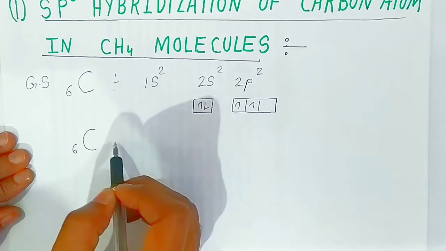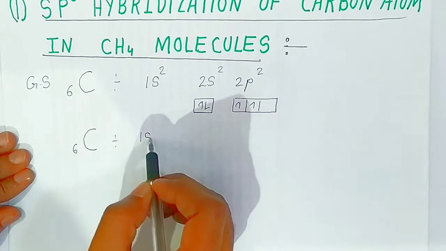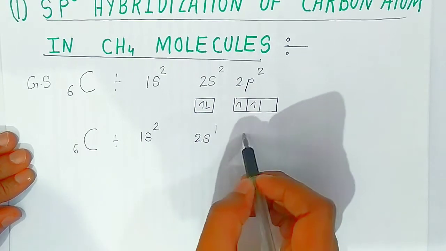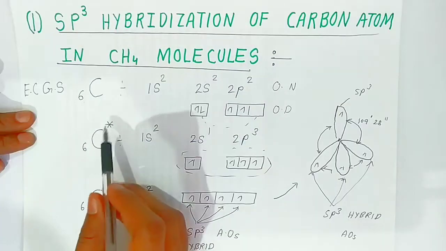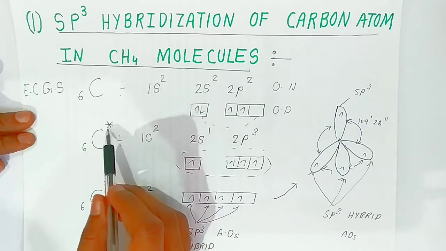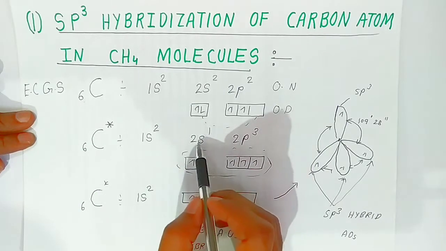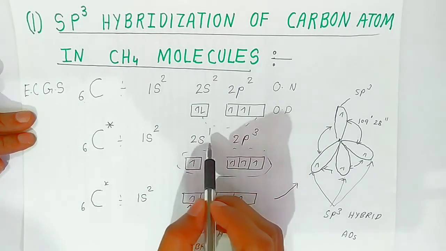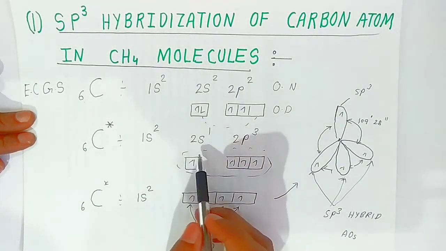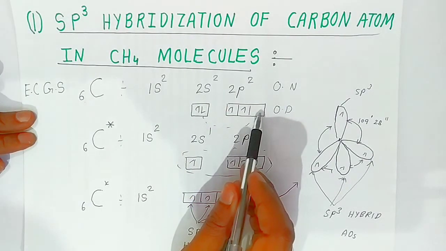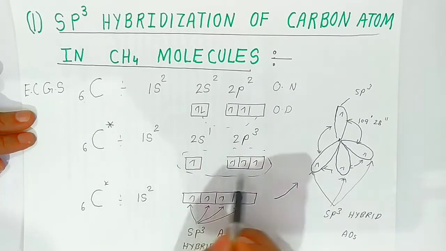Carbon will get excited. 2s2 becomes 2s1 and 2p2 becomes 2p3. Now students, this carbon will go to the excited state, shown by the star I have drawn like this. Only the 2s and 2p orbitals will get excited. One electron from 2s will migrate to the p orbitals. So this will be the possible structure.